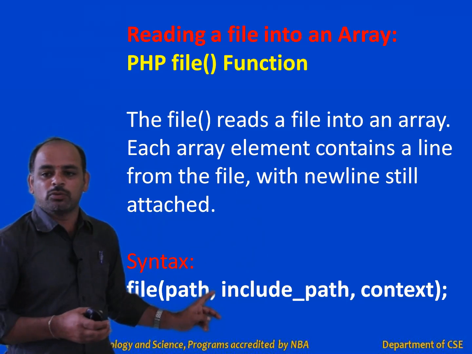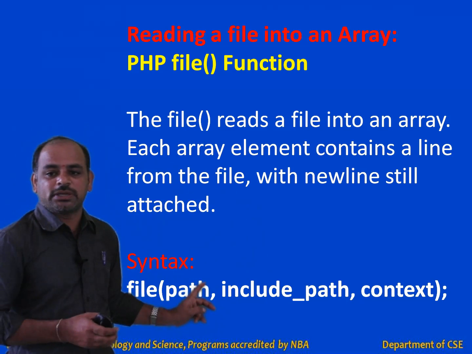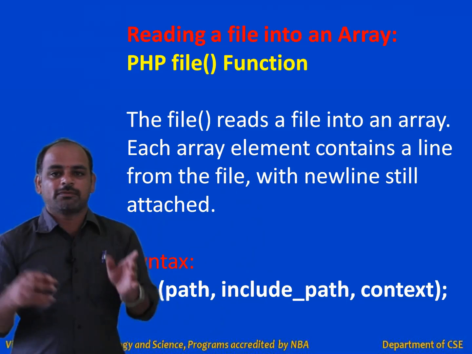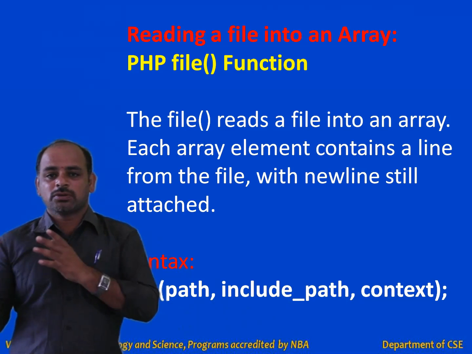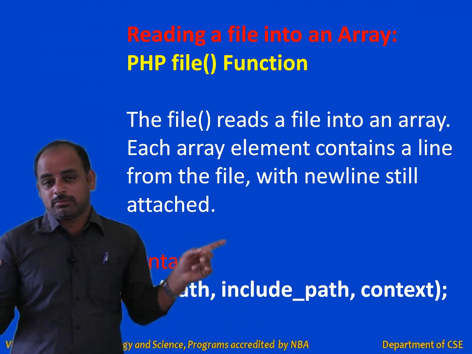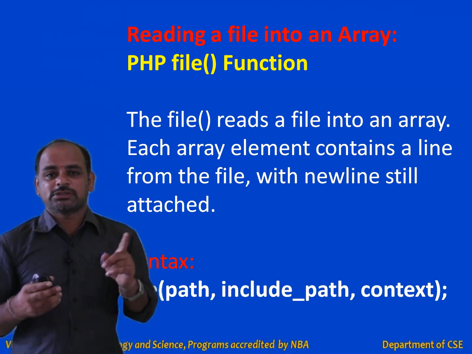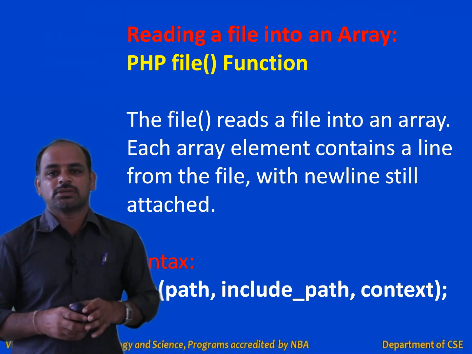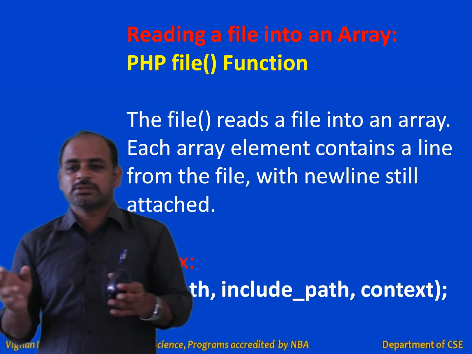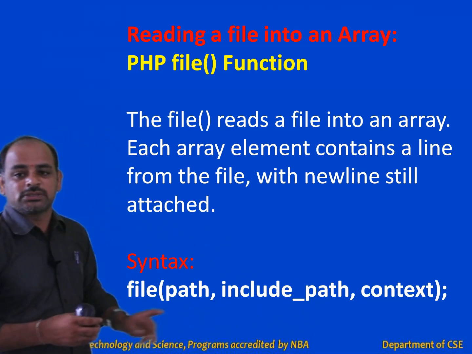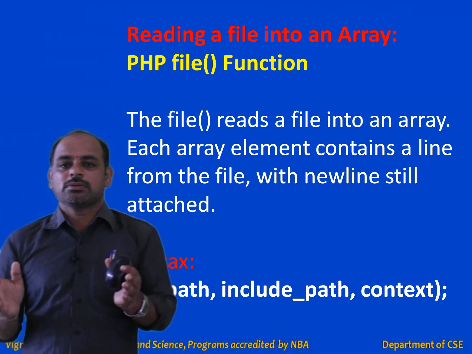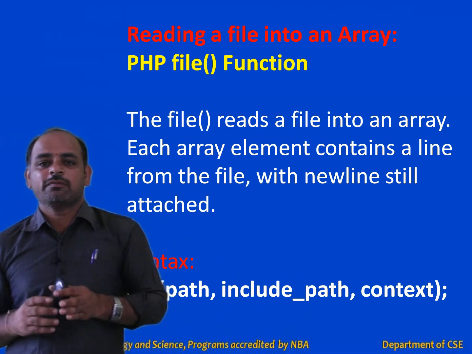It has three parameters. First, the path, which is the file you want to open. Next, include path: if you want to search for that particular path, you give its value as 1. And context is the third parameter. Include path and context are optional parameters, but path is the required parameter. Context is used to modify the file stream.